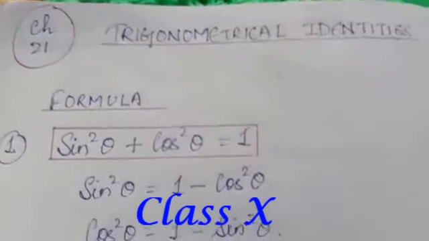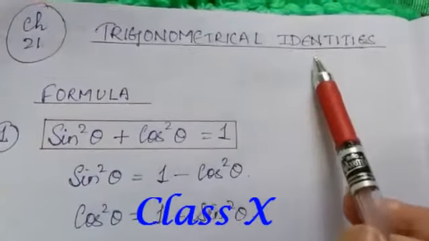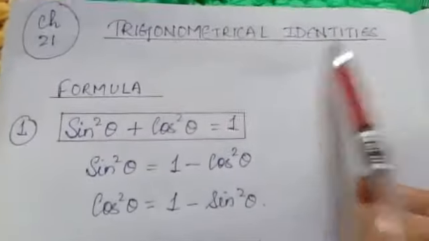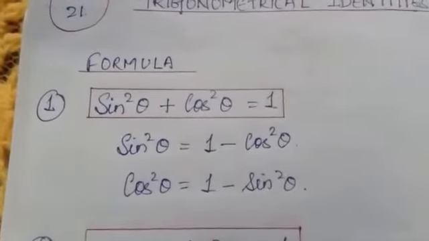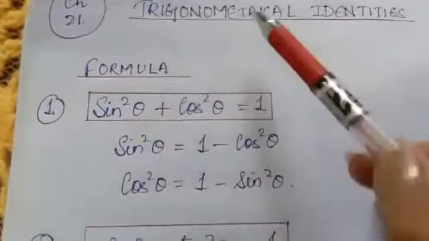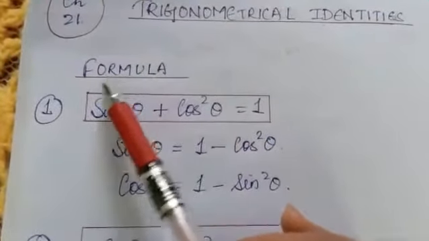Okay, first chapter of trigonometry, chapter 21, trigonometrical identities. So we have already done trigonometry in class 9. Some basic things we have already done. Now in this chapter we have to use some formula. So here we'll write formula.